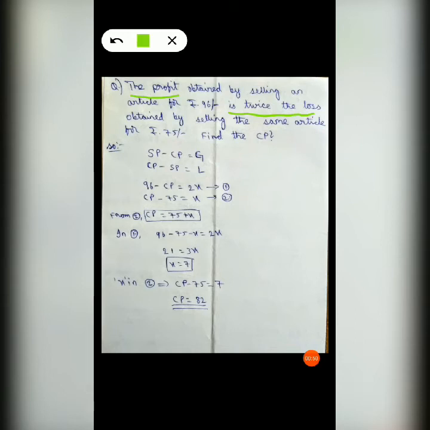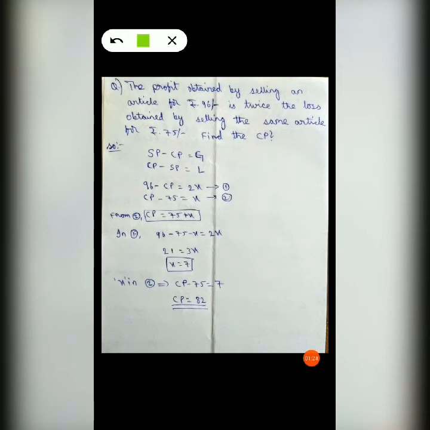Now let's see how to solve this. In the first statement, profit is obtained, which means selling price is more than cost price. So SP minus CP equal to gain. CP minus SP equal to loss. This we know. 96 minus cost price equal to 2x. Cost price minus 75 equal to x. Here the profit is twice the loss. That's why we have taken 2x and x. From equation 2 we can obtain cost price equal to 75 plus x. This 75 will be sent to the right hand side.